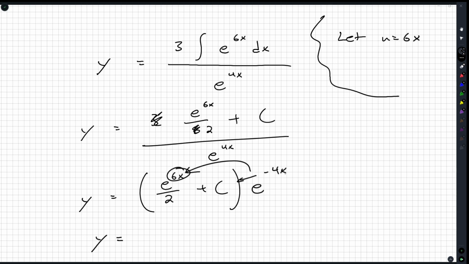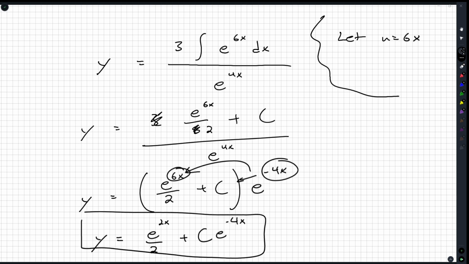So 6x minus 4x gives you 2x. So you get e to the 2x over 2 plus c e to the minus 4x, and that's it. There's our final answer, the general solution to the given linear differential equation.